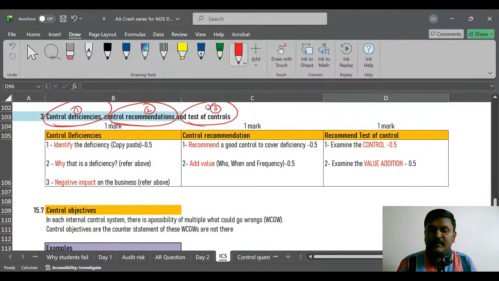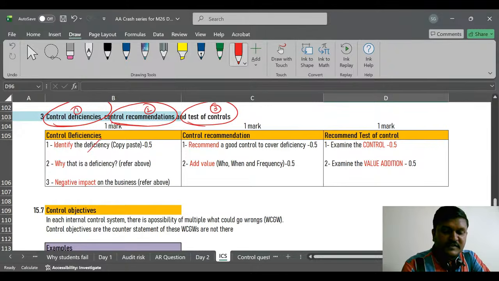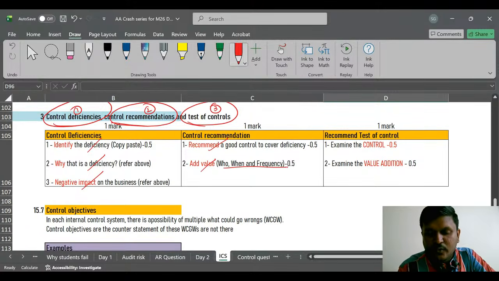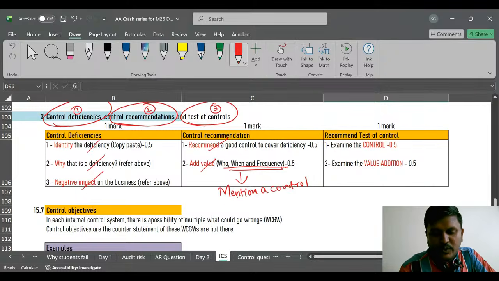So we'll be having all these things together. As you can see, it's the same thing only. You will identify the deficiency, why that is a deficiency, what is the negative impact, and you will have 1 mark. Recommend a good control and add value to that statement. Adding value: either you mention who does it, when, and the frequency, or the other way is to mention a control which will ensure that the recommendation you made is being done. So you are checking that it is being done.